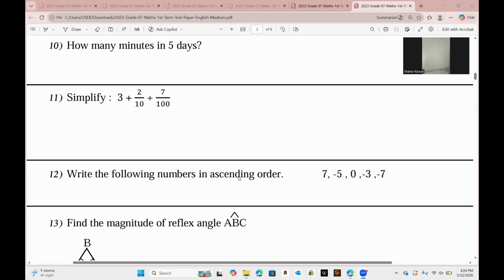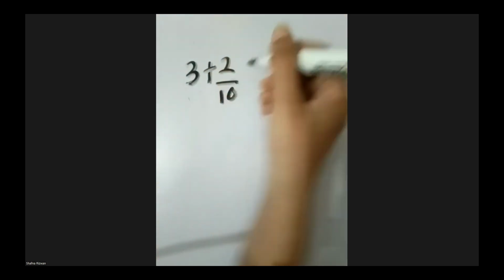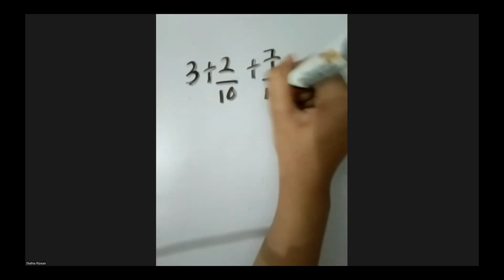Now what are they asking you? They are asking you to simplify 3 plus 2 over 10 plus 7 over 100. How can you do that? Just LCM. Let's do it. Now they have given you 3 plus 2 over 10, and then they have given you 7 over 100.